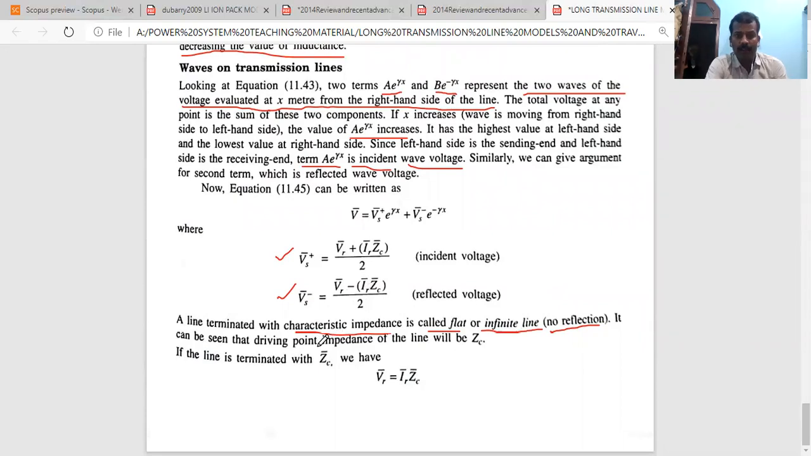A line terminated with characteristic impedance is called a flat or infinite line. When the transmission line is terminated with characteristic impedance Zc, then this line is called flat or infinite. Flat means the voltage profile will be flat. There will be no sag or swell in the voltage profile, right? And I will explain this voltage profile or flat line in the next lecture.